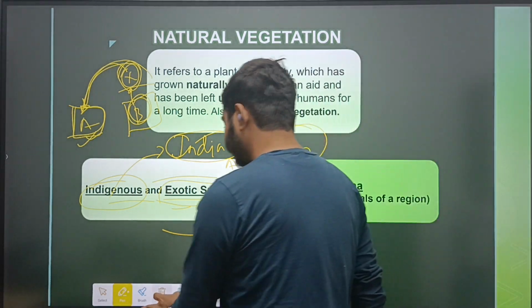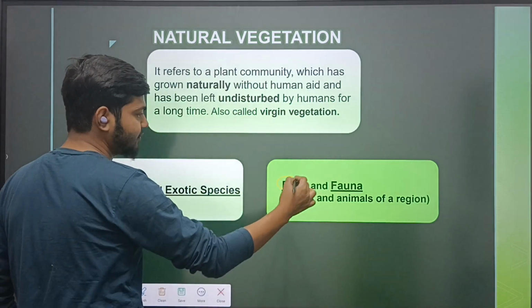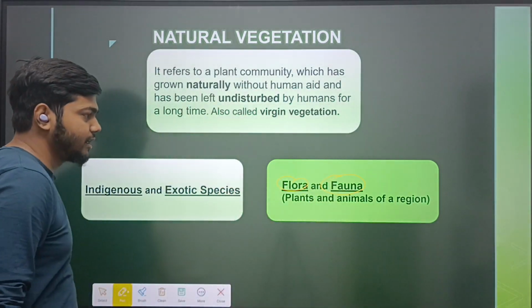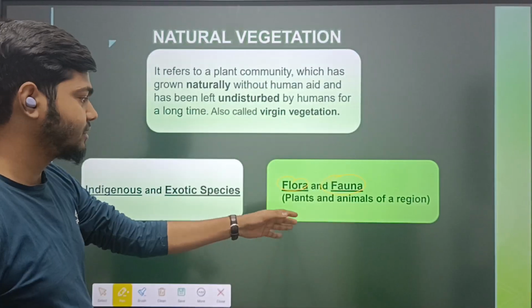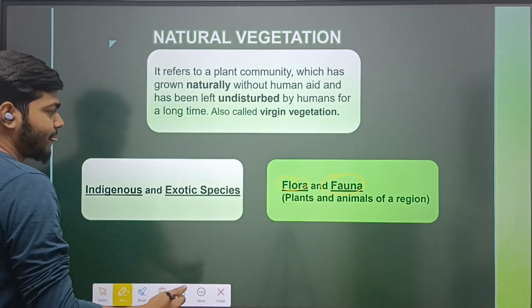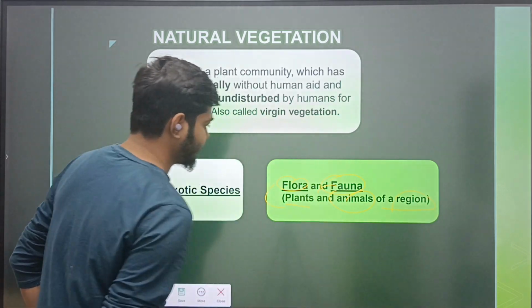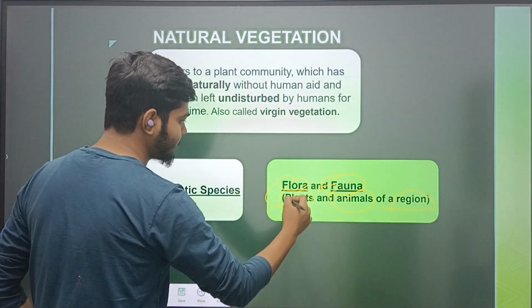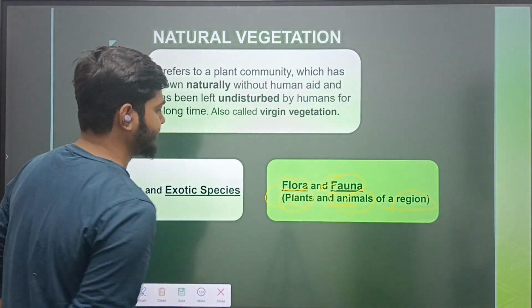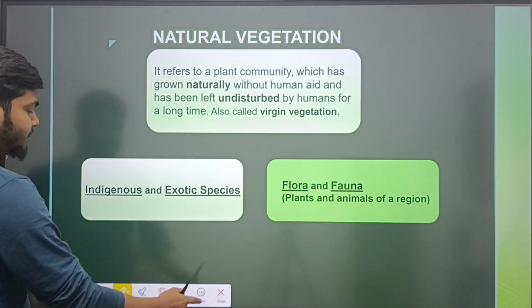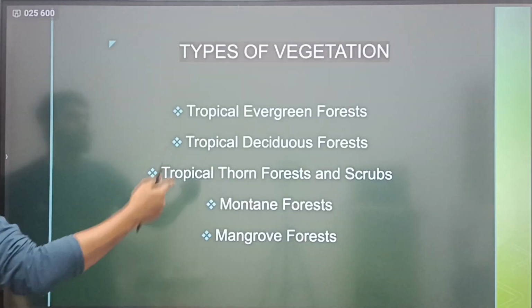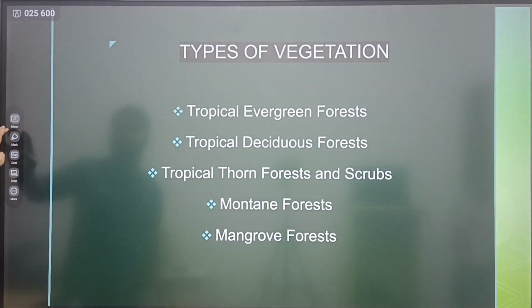Now the other thing is flora and fauna, and I don't think I need to explain much in this point. Flora means plants and fauna means animals of a particular region. Okay, so let's move to the next slide.